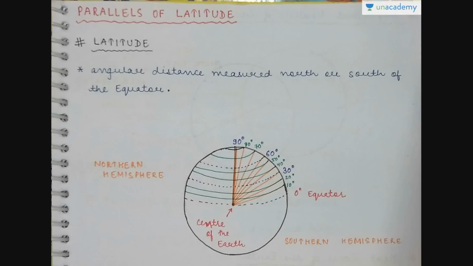Now, there is something called parallels of latitude. Before we do parallels, we will see what latitude is. Latitudes are not these lines. These are the parallel lines, not the latitude. What is latitude? It is the angular distance measured north or south of the equator. Now, this is the equator at 0 degree. So, the angular distance, that is the distance measured in terms of angles, north and south of the equator.